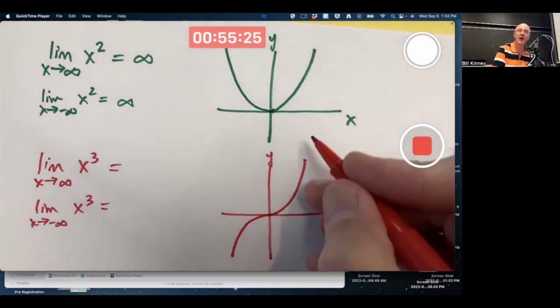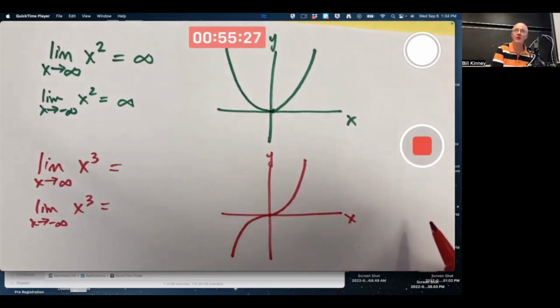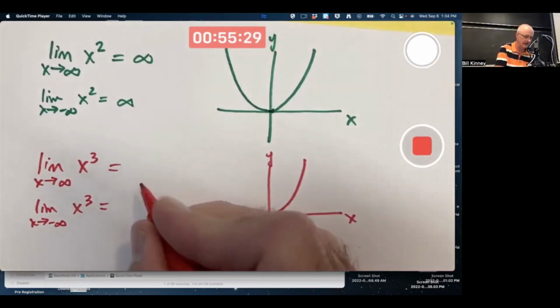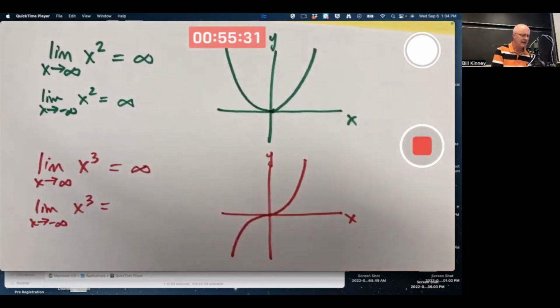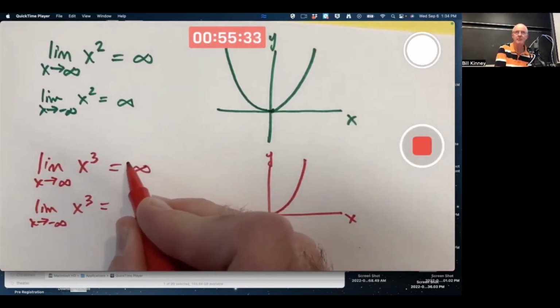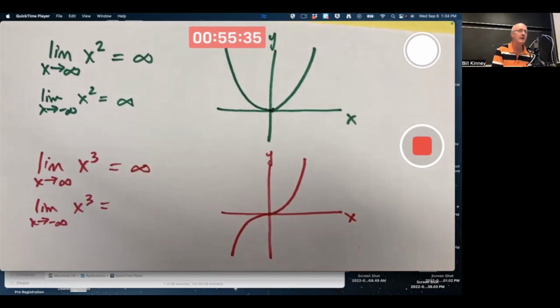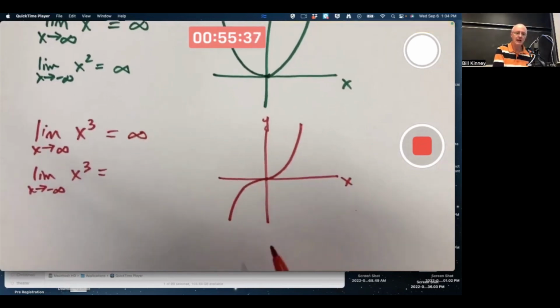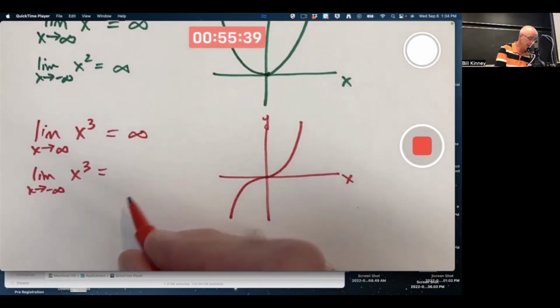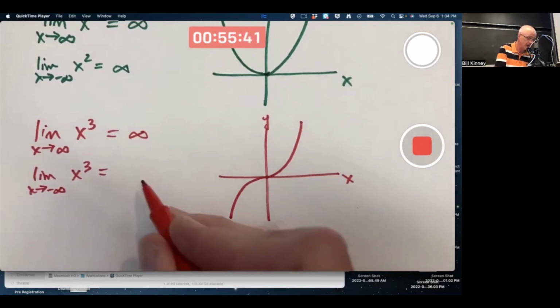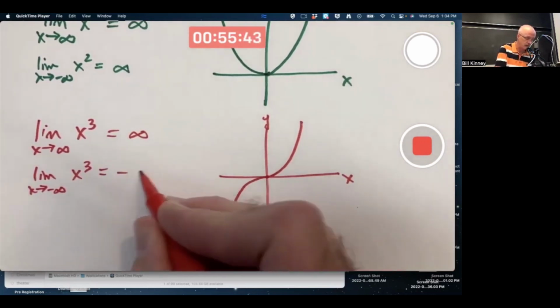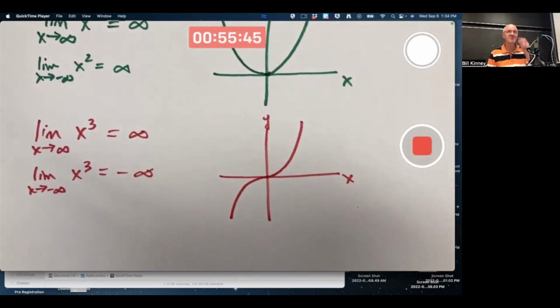It is going up forever and ever as x goes to the right forever and ever. It gets above any horizontal line. Therefore, this is still infinity. And you could emphasize it's plus infinity by putting a plus sign. That's okay, but you don't have to. But as x goes to the left forever and ever, it goes down forever and ever. So that's minus infinity.